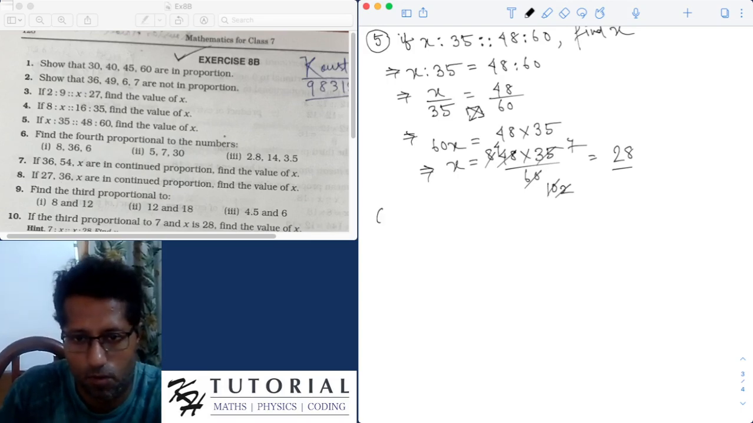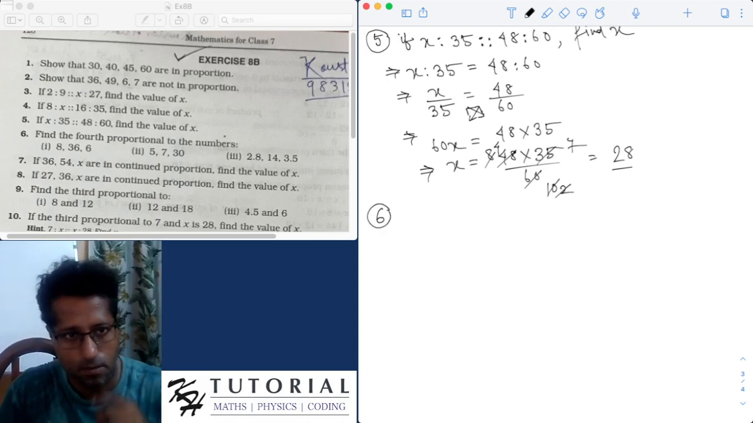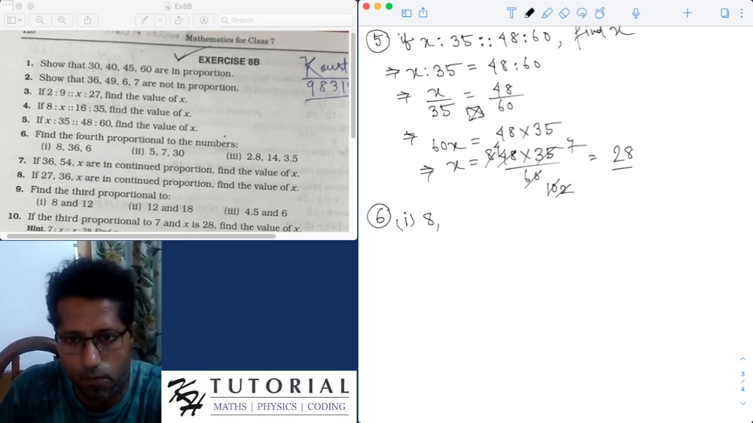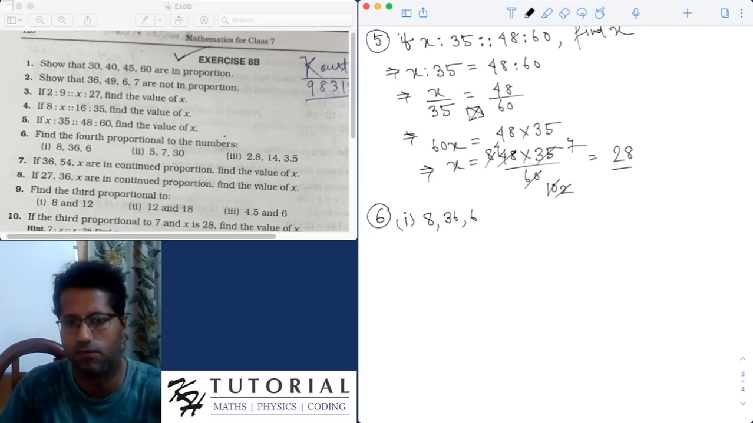Okay, let's do problem number 6. Find the fourth proportional to the numbers. Okay, there are two parts. In a proportion, the first three numbers are given. So these are like A, B and C. We have to find D.